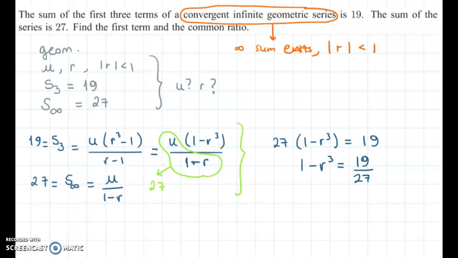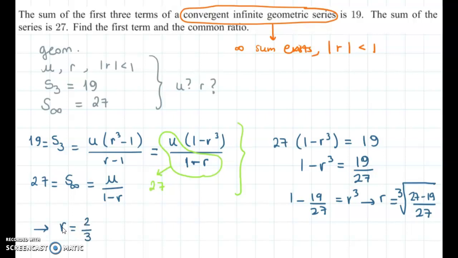So isolating r, we have that 1 minus 19 over 27 is equal to r cubed. So we can find the value of r as being the cubic root of 27 minus 19 over 27. And this means that r is, we have a cubic root of 8 over 27, so 2 over 3. And it's indeed an r with absolute value less than 1, so that's good.